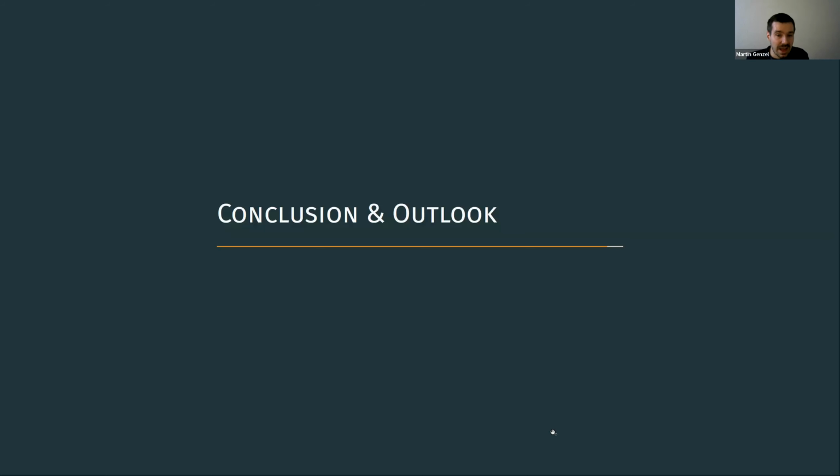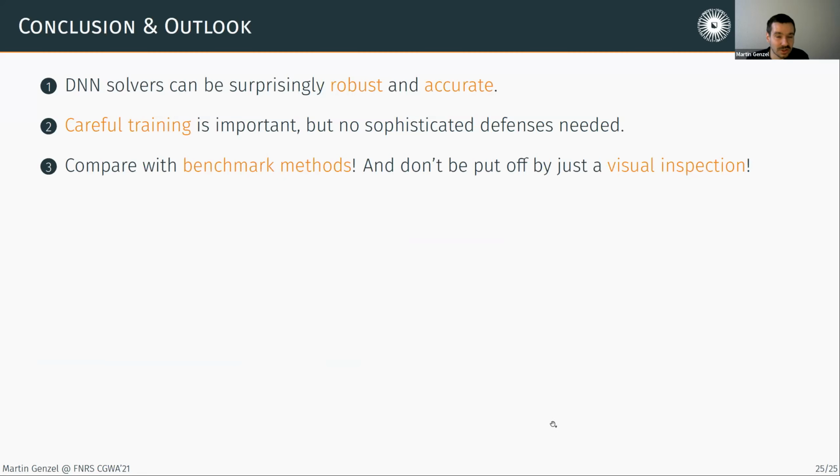Okay, that ends the second part, and now I'm running out of time, so there's one slide left about the conclusion. These are the main take-home messages. What we've seen with these two case studies is that deep neural networks can be robust against adversarial noise, and they can also be accurate. And as I said, careful training is really an important aspect here.